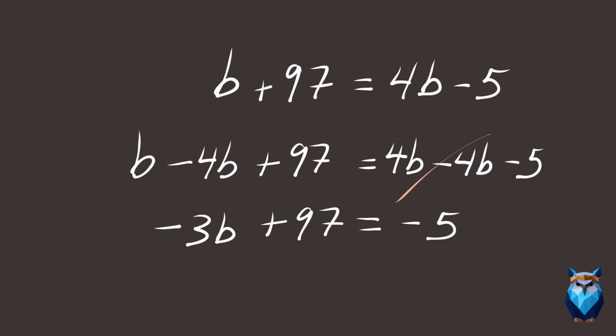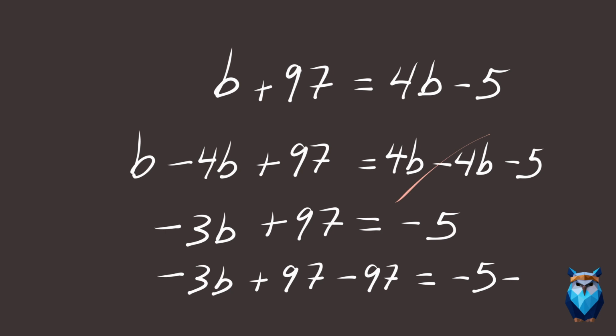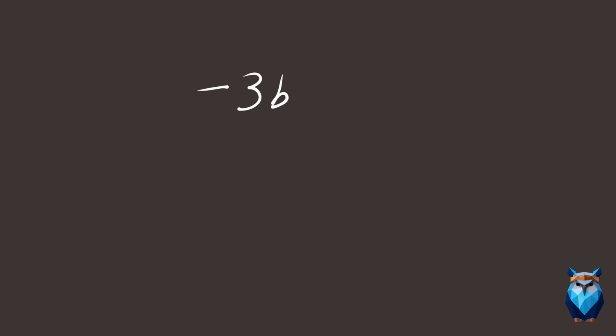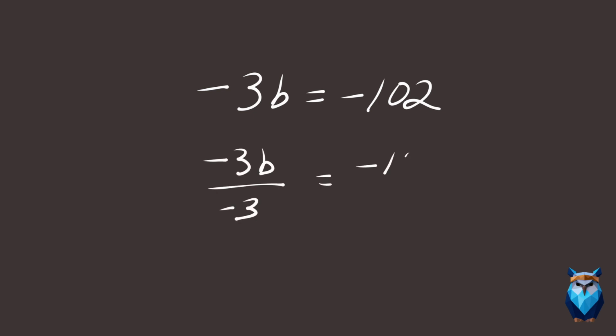Now let's get negative 3b by itself by subtracting 97 from both sides. Negative 3b plus 97 minus 97 equals negative 5 minus 97. The 97s cancel on the left, giving us negative 3b equals negative 102. To solve for b, divide both sides by negative 3. Negative 3b divided by negative 3 equals negative 102 divided by negative 3. So b equals 34.